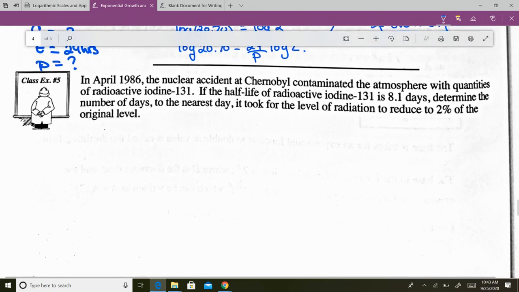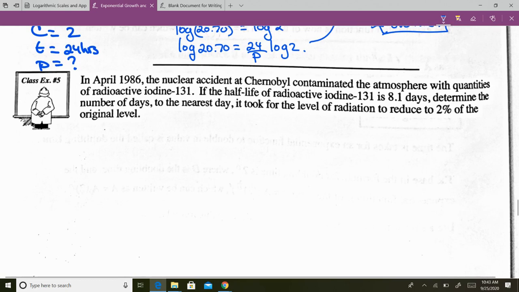Half-life. In 1986, the nuclear accident at Chernobyl contaminated the atmosphere with quantities of radioactive iodine 131. Half-life of it is 8.1 days. Determine the number of days to the nearest day it took for the level of radiation to reduce to 2% of the original level.